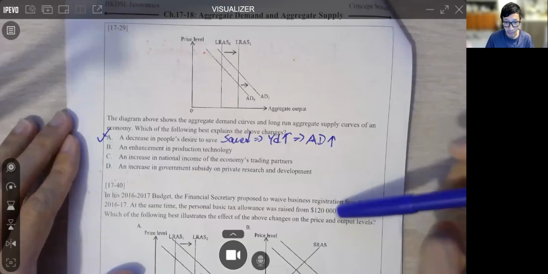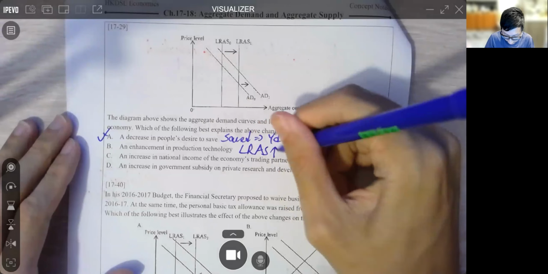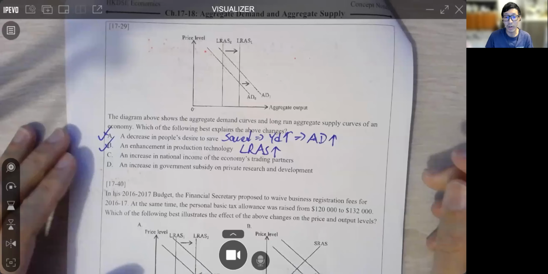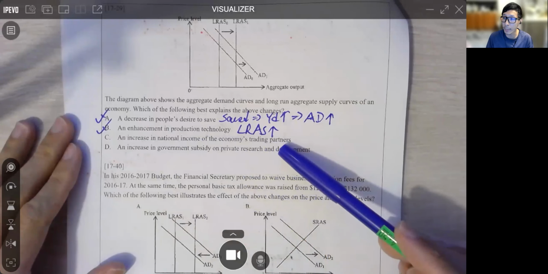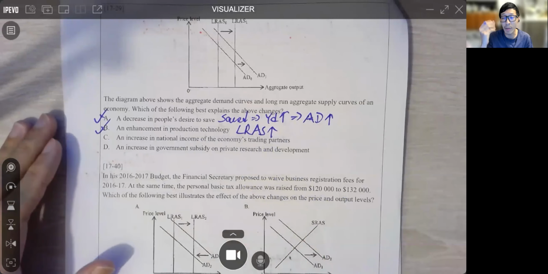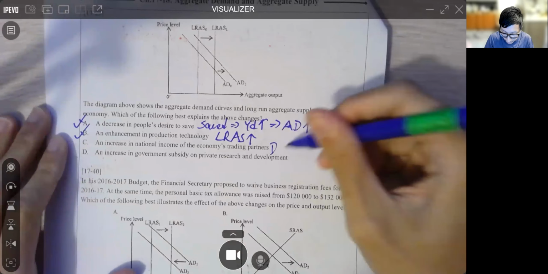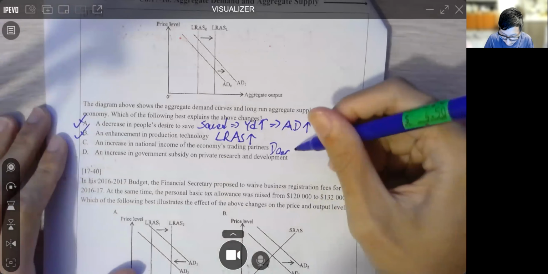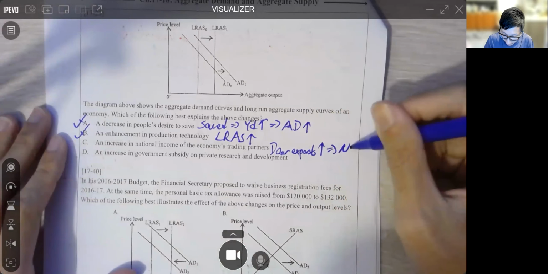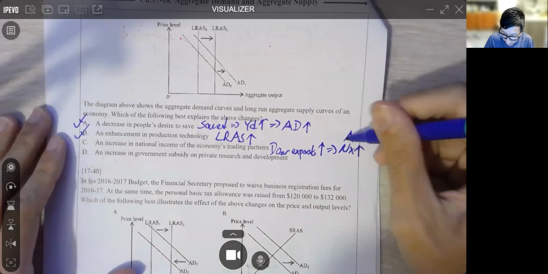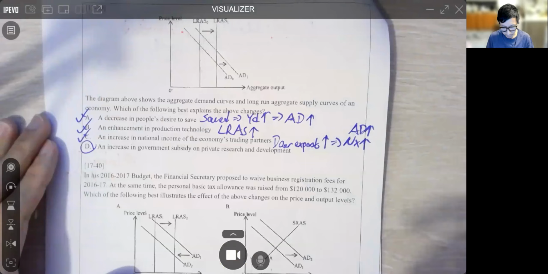呢个 AD 啫。第二个 enhancement in production technology. That one is LRAS increase. 但系又系中一半。Okay? An increase in national income of economy's trading partner，我个 partner 好咗。If my partner becomes richer，so what happens？Okay，their demand for our exports would increase。So our NX would increase, AD would increase，但系又系中一半啫。So answer is D.